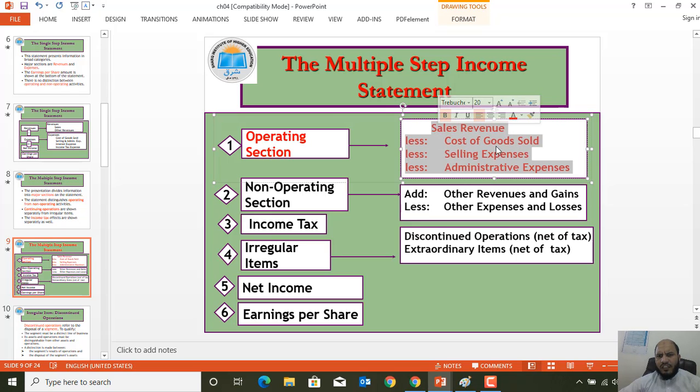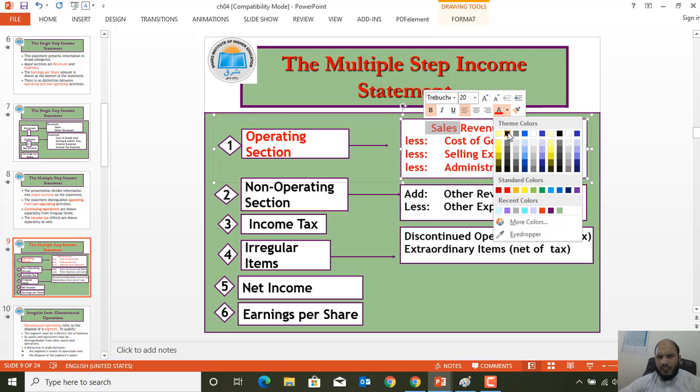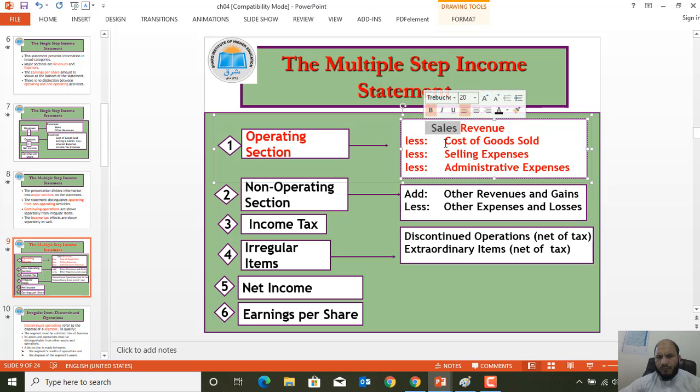As we mentioned earlier, operating activities may be the sales of the company. They may be COGS, or cost of goods sold, that we will deduct from the revenue or from sales. They may be selling expenses, which we also deduct from the revenue of the business. And they may be administrative expenses, as I mentioned earlier. So we will deduct all these things from the revenue of the company.